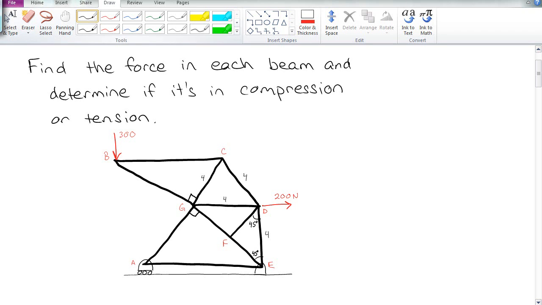This is a pretty typical method of joints problem. Basically, you've got some goofy-looking truss that you've never seen in the real world, and it says find the blah blah blah forces, and it usually asks you to find the reaction forces as well. And you're like, okay, and then you work it out, and it's a bunch of algebra.